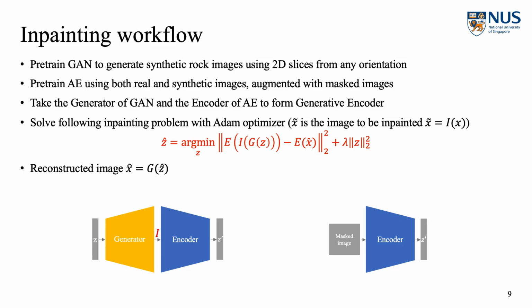To conclude, the key idea of this method is to train the GAN and the autoencoder separately for different objectives. The GAN is trained to generate realistic rock images, while the autoencoder focuses on learning inpainting. They are integrated into the generative encoder to solve for high-resolution inpainted images.